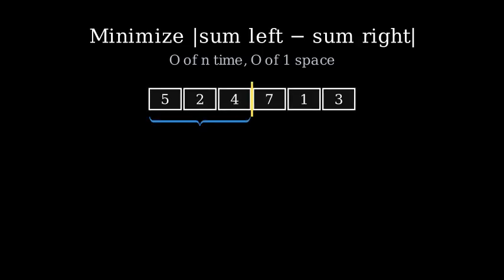We place a cut between two elements. The sum on the left and the sum on the right depend on where we cut. The difference is the absolute value of left sum minus right sum.